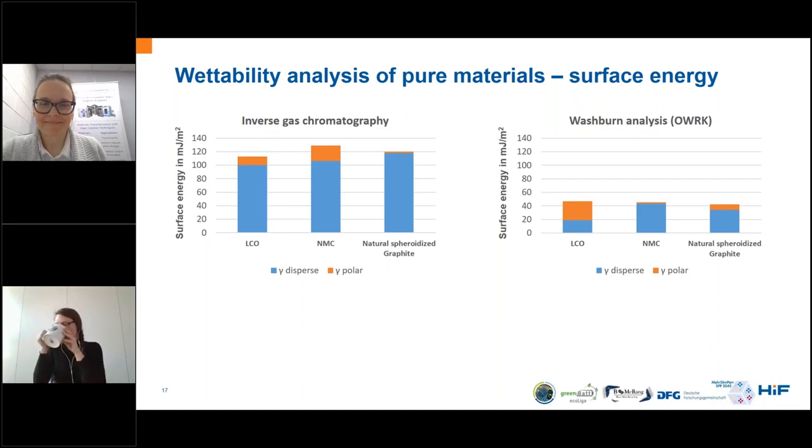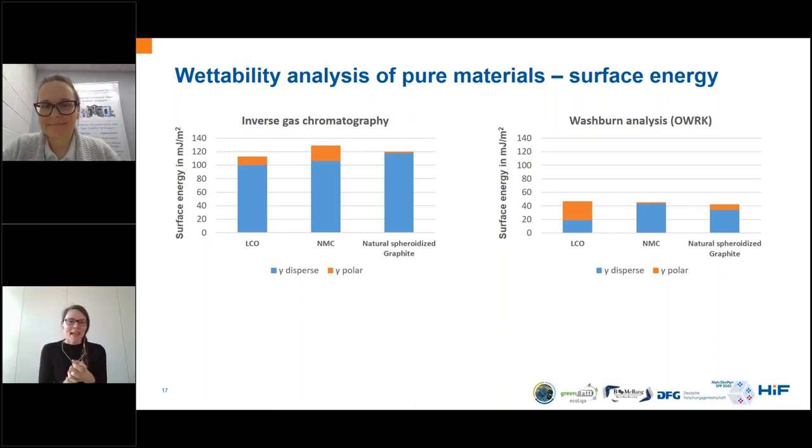But what I found even more interesting is that not only the final values, but also the different components are completely different.